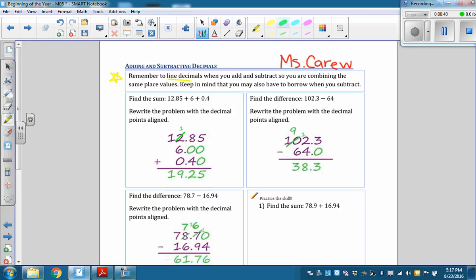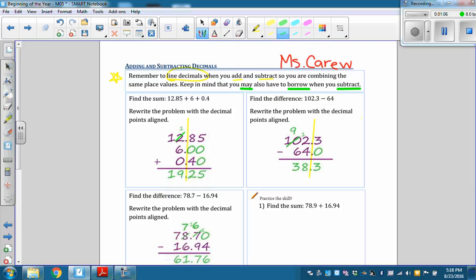Remember to line the decimals up when you add and subtract, so you're combining the same place values. So here's an addition problem down here, and you can see that I've lined the decimals up. And over here, there's a subtraction problem. I've lined the decimals up. That's what that means.